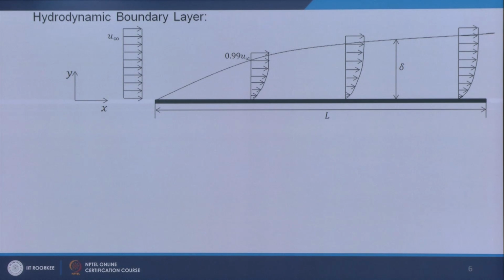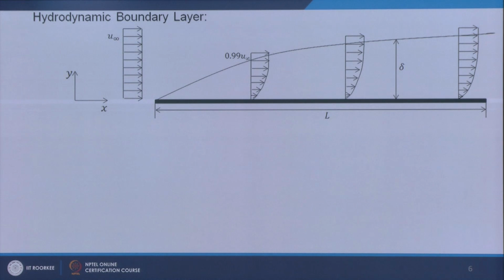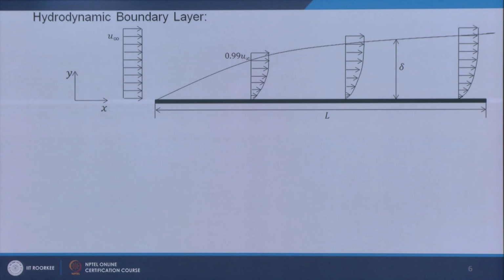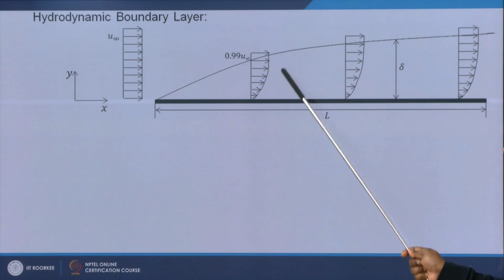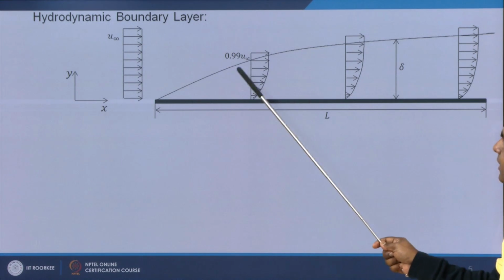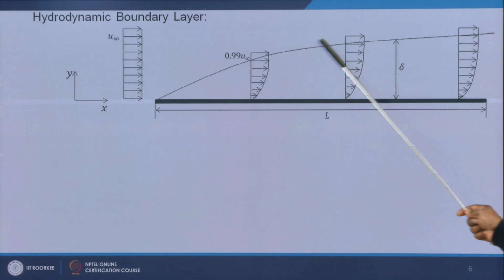Immediately whenever the flow comes in contact with the solid surface, the velocity becomes 0 due to the no slip condition. So here velocity becomes 0 everywhere. Far away from the surface we once again have no resistance, so this will be your u infinity velocity. There will be a velocity gradient, and we know from our fluid mechanics knowledge that this is a parabolic profile. Where this velocity becomes 99% of the free stream velocity, that limit we call the hydrodynamic boundary layer. So here I have shown the hydrodynamic boundary layer in this fashion.